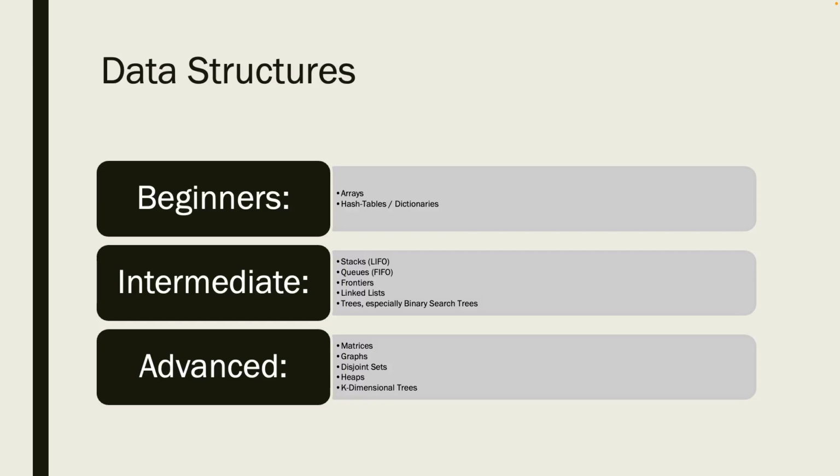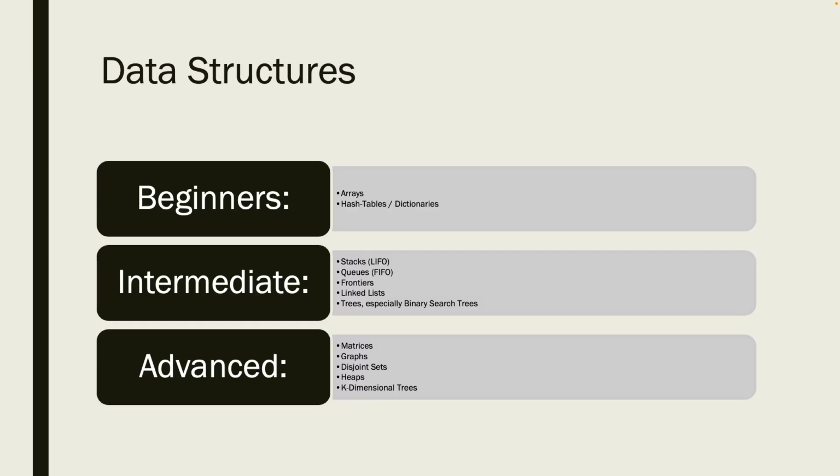So here are some data structures. I'm sorry because the font's kind of small for those of you in person. For beginners, arrays and hash tables or dictionaries are probably good enough to solve a lot of easy to medium problems. For people looking to get farther in, you probably want to learn about stacks, queues, frontiers, linked lists, and trees, especially binary search trees. There's a lot of problems that involve nodes, which are used in both linked lists and trees, so those would be pretty helpful to know.